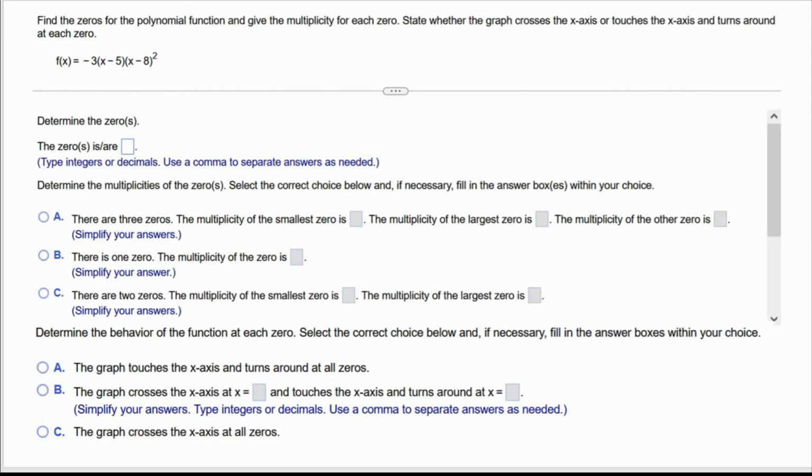Find the zeros. If it's factored, you're done. x equal to 5, x equal to 8, right? If it's not factored, you have to factor it and then get the zeros. Notice that x equal to 5, since it has multiplicity of 1, which is odd, it's going to cross there, but then at x equal to 8, it's going to touch because the power there is even, the multiplicity is even.